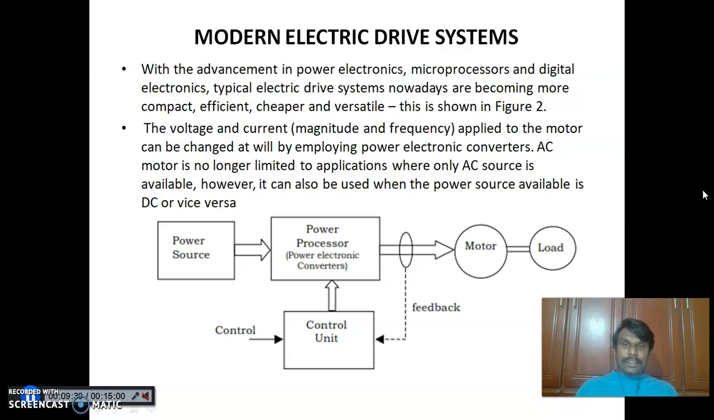So that is the difference between the conventional electrical drive and the modern electrical drive.